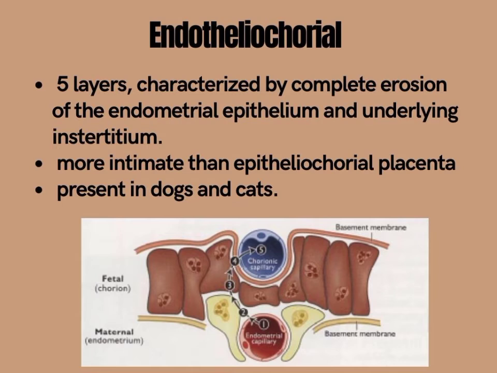The second type is the endotheliochorial, which has 5 layers characterized by complete erosion of the endometrial epithelium and underlying interstitium. This type of placenta is more intimate than the epitheliochorial placenta because the endometrial epithelium no longer exists. This type of placenta is present in dogs and cats.